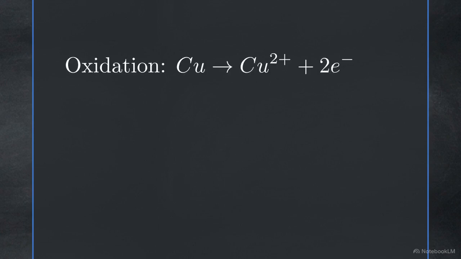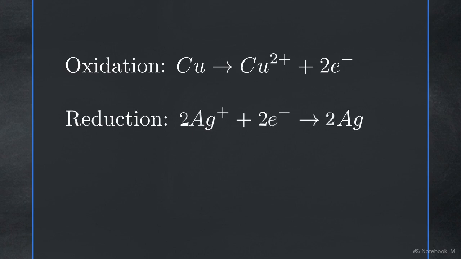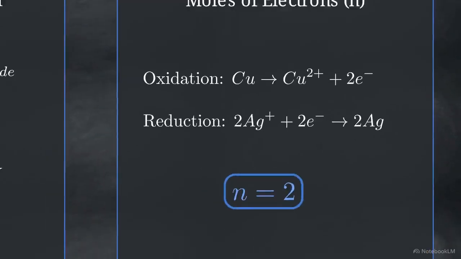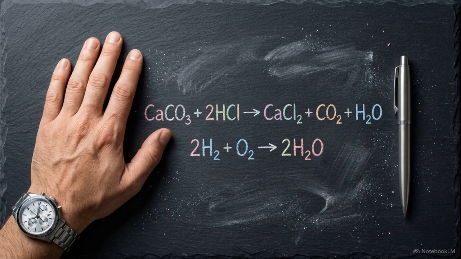Now we move to the second variable, n, the moles of electrons. If you guess this number to save time, you give away control of the problem. Instead, we write the half reactions. Copper undergoes oxidation, silver undergoes reduction. By balancing the two reactions, the electron transfer becomes visible. 2 electrons move through the system, so n is confirmed as 2. When you prove the variables with written evidence, the problem loses its ability to confuse you. You are building a case for the final answer.